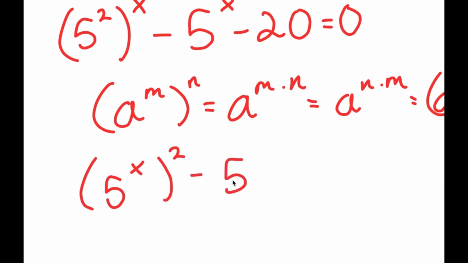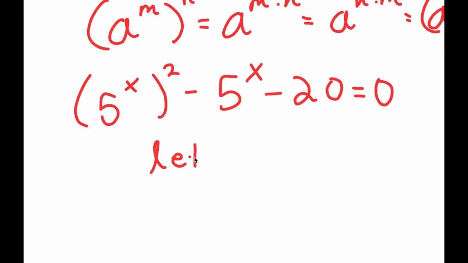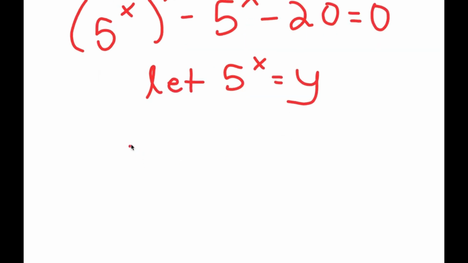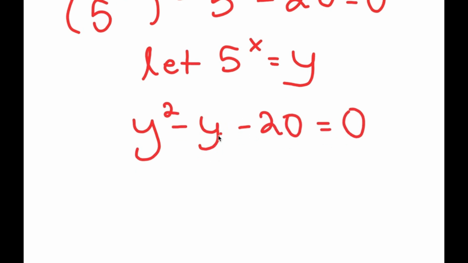Now I have this minus 5 to the power of x minus 20 is equal to 0. And now I'm going to let 5 to the power of x be equal to y, so I get y squared minus y minus 20 is equal to 0.